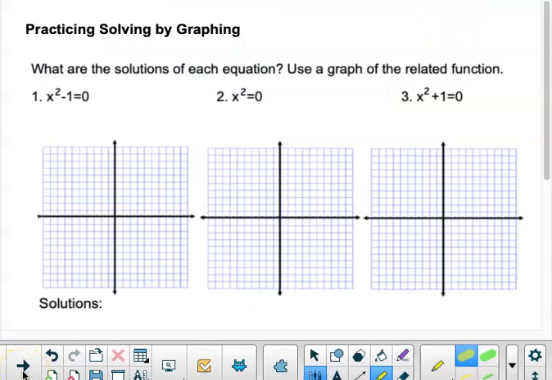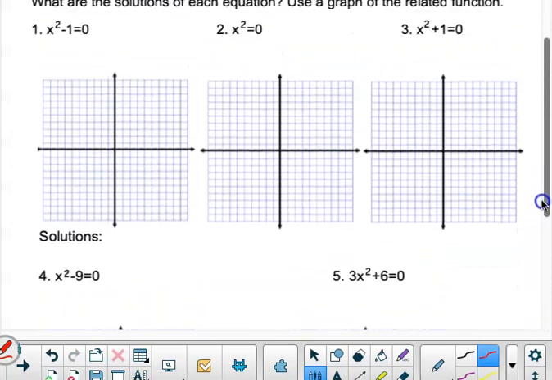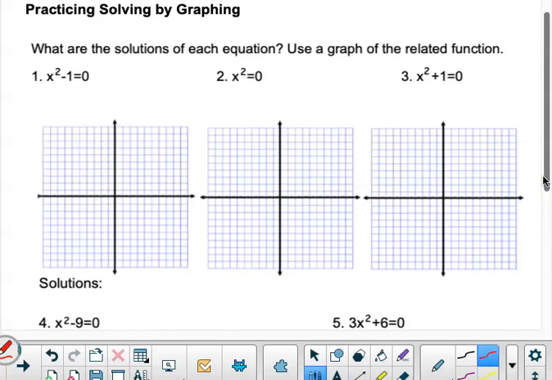Okay, let's practice solving these by graphing. So it says, what are the solutions to each equation? Use a graph of the related function. So just remember how we graphed these. When it was not a complicated graph, and when I say not complicated, I mean no b term, what we did is we just made a little table. The vertex had to be at 0. If you plug in 0, you get out -1. Then we just plugged in numbers around that value.